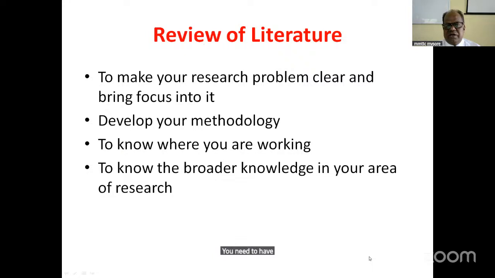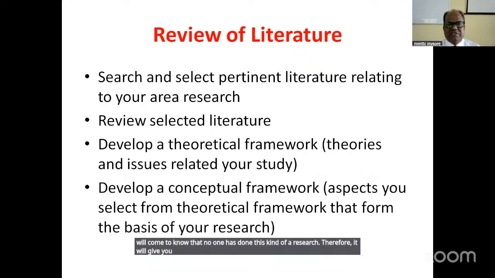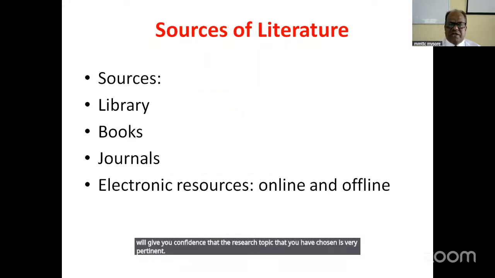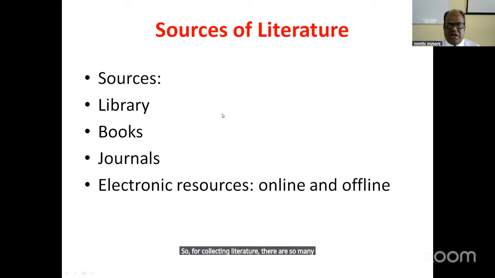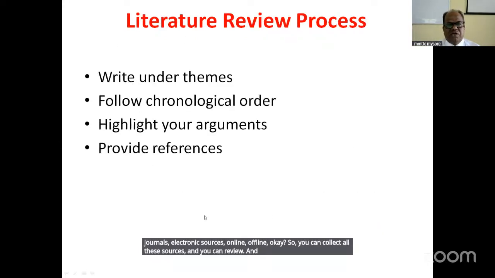Okay. Then review of literature, very important. So you have to collect all the world literature. And when you review that, you will come to know that no one has done this kind of research. Therefore, it will give you confidence that the research topic you have chosen is very pertinent. For collecting literature, there are so many sources: library, books, journals, electronic sources, online, offline. Okay, so you can collect all these sources and review. And finally, you can write a review of literature under different themes.